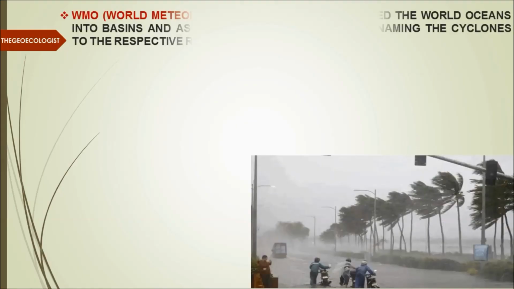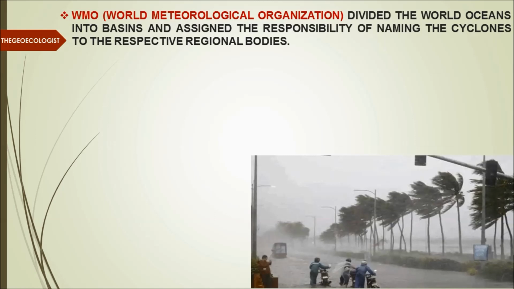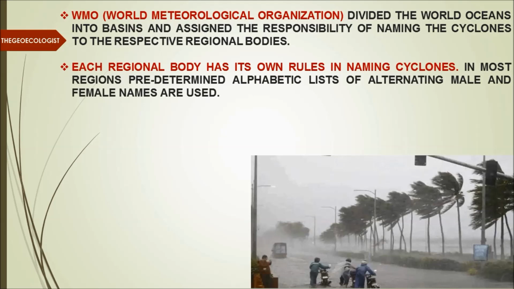The first important thing that we need to understand is that the World Meteorological Organization has divided the world oceans into different basins and has assigned the responsibility of naming these cyclones to the respective regional bodies in those basins' adjoining areas. So what do we understand? Each regional body has its own rules for naming cyclones. In most regions, what happens? Predetermined alphabetic lists of alternating male and female names are used to name those cyclones.